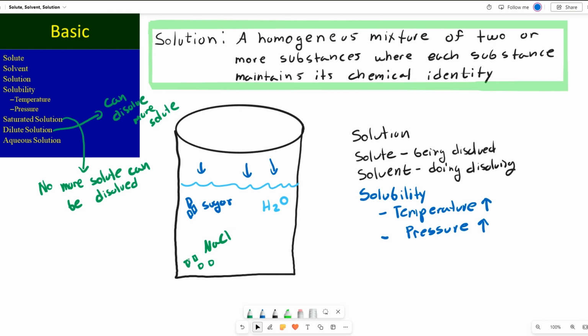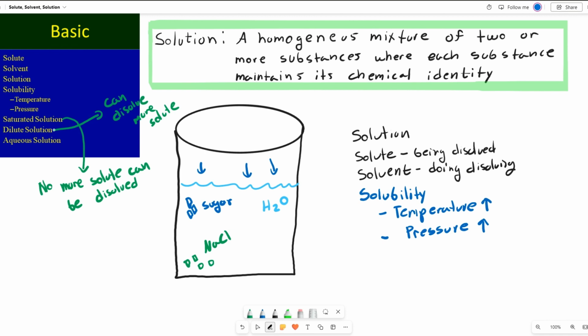Now, you may take a taste of soda and say, well, that soda is not dilute. It has a very strong flavor. The soda probably is still dilute because you could probably get a little bit more sugar into it. So, what defines dilute is if you can get any more solute to dissolve in it, it's dilute.